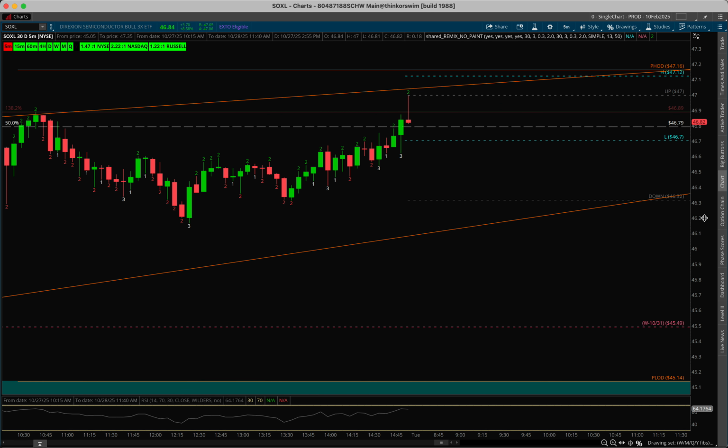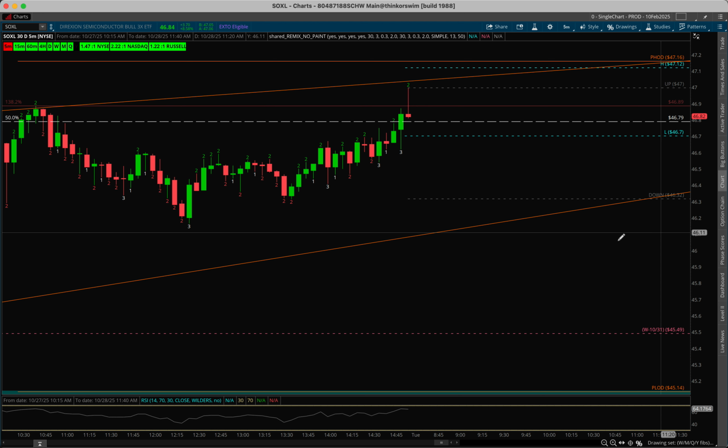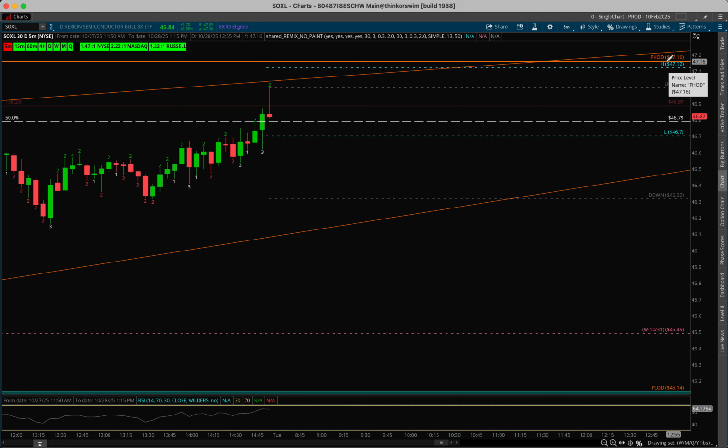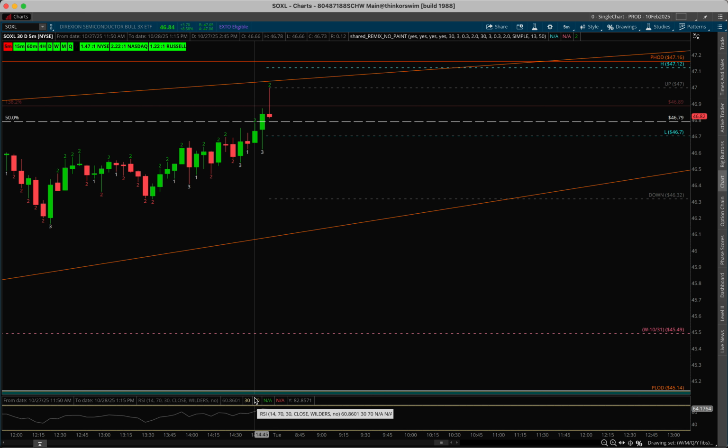Now I've got to make this a little bigger. There we go. So we've got our previous high of day up here at 47.16. As of right now, the overnight high is 47.12. Actually, it might have gone up since I charted this, but overnight low is 46.70, and the previous low of day is all the way down here at 45.14. All right, so those are our 4-hour markers.